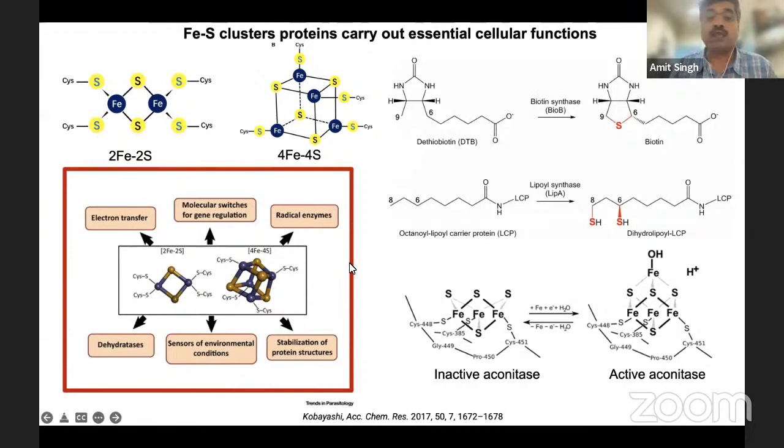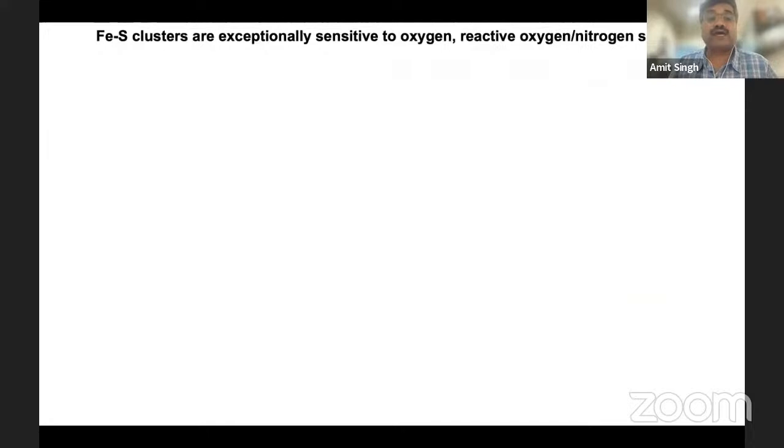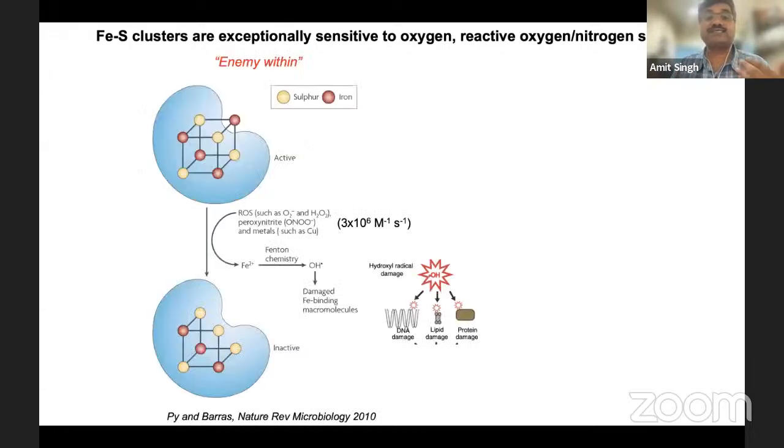Now, the problem with iron sulfur clusters is that while they are essential for organism metabolism, survival, growth, and respiration, they are also exceptionally sensitive to damage by reactive oxygen species and nitrogen intermediates. This is the case with aconitase, where one of the irons is solvent exposed, and this can be directly targeted by reactive oxygen species and peroxynitrite with a very high rate constant. And this iron can be released. The inactive form of aconitase is 3 iron 4 sulfur.